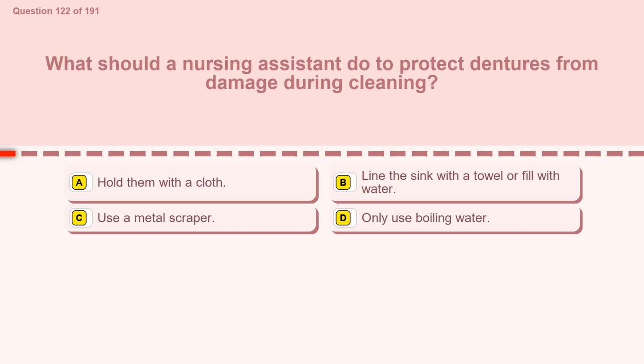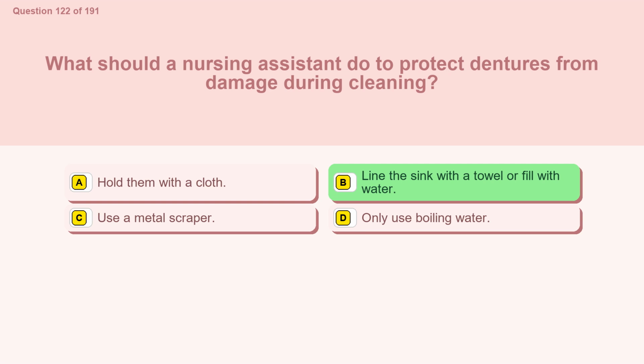Question 122. What should a nursing assistant do to protect dentures from damage during cleaning? Option A, hold them with a cloth. Option B, line the sink with a towel or fill with water. Option C, use a metal scraper. Option D, only use boiling water.